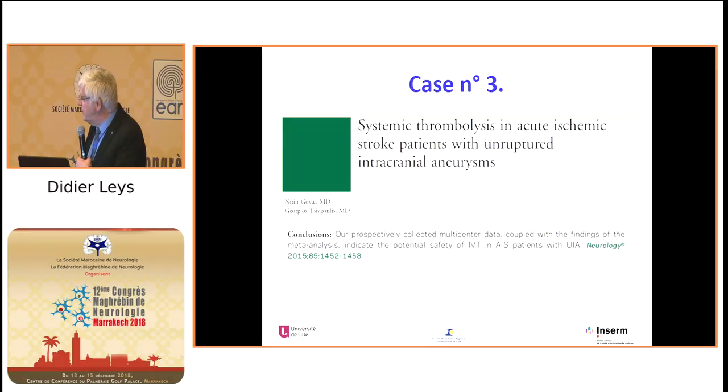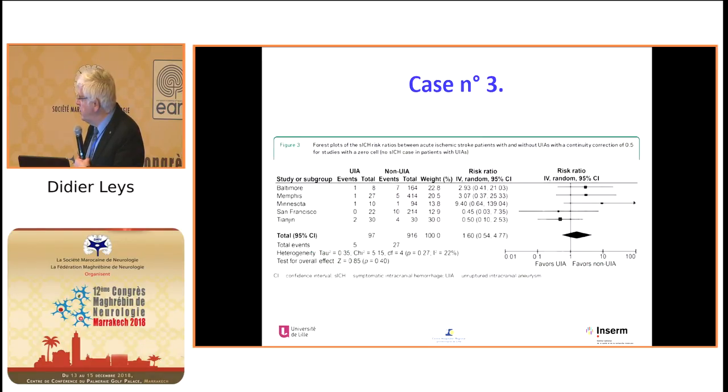So there was this nice study also published in Neurology a few years ago, showing that there is no reason, coming from observational studies, not to give TPA if a patient has an aneurysm.